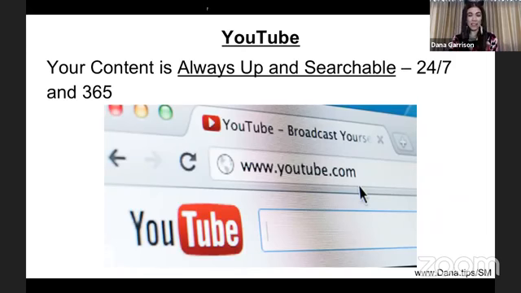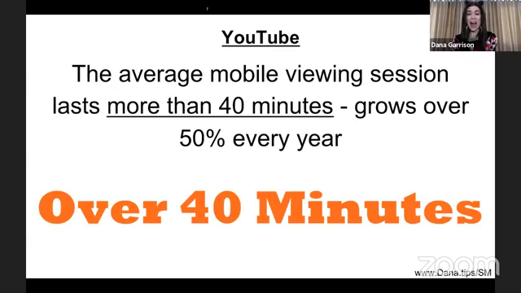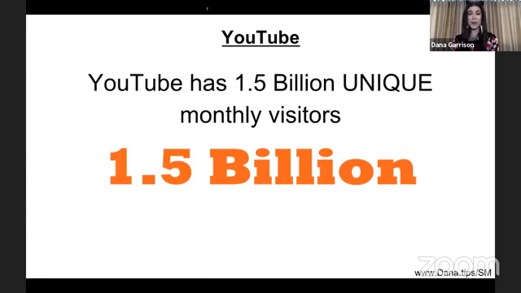That in and of itself is amazing because there's 5 billion videos that are being watched every single day on YouTube. People are going there and just hanging out and watching video after video. And the average viewing session lasts more than 40 minutes, but it's growing by 50% year after year after year. And YouTube has 1.5 billion unique monthly visitors. Unique means it's not the same one person going back 10 times and they're counting those 10 times. This is 1.5 billion different people that are coming on every month. So your ability to reach people across the globe is amazeballs. Can I use that word?